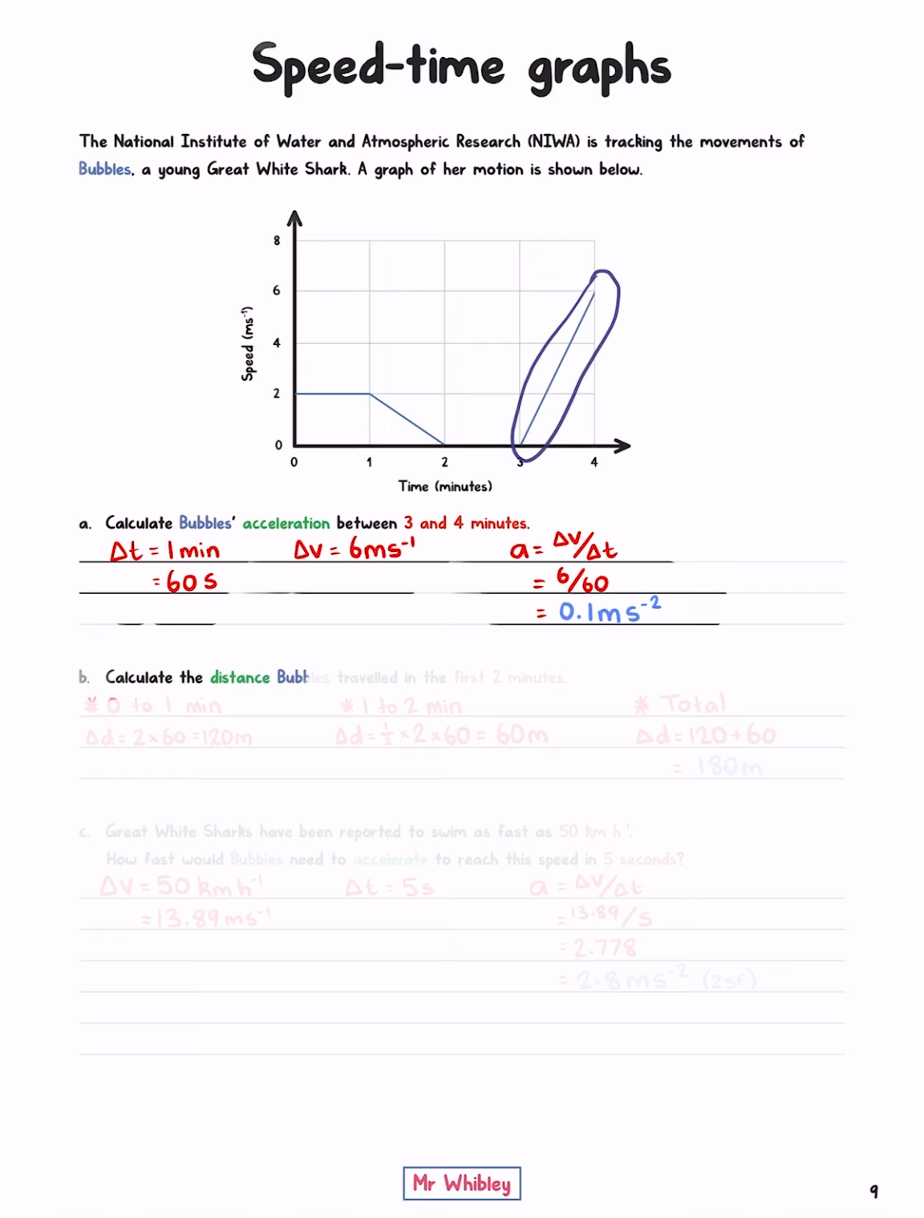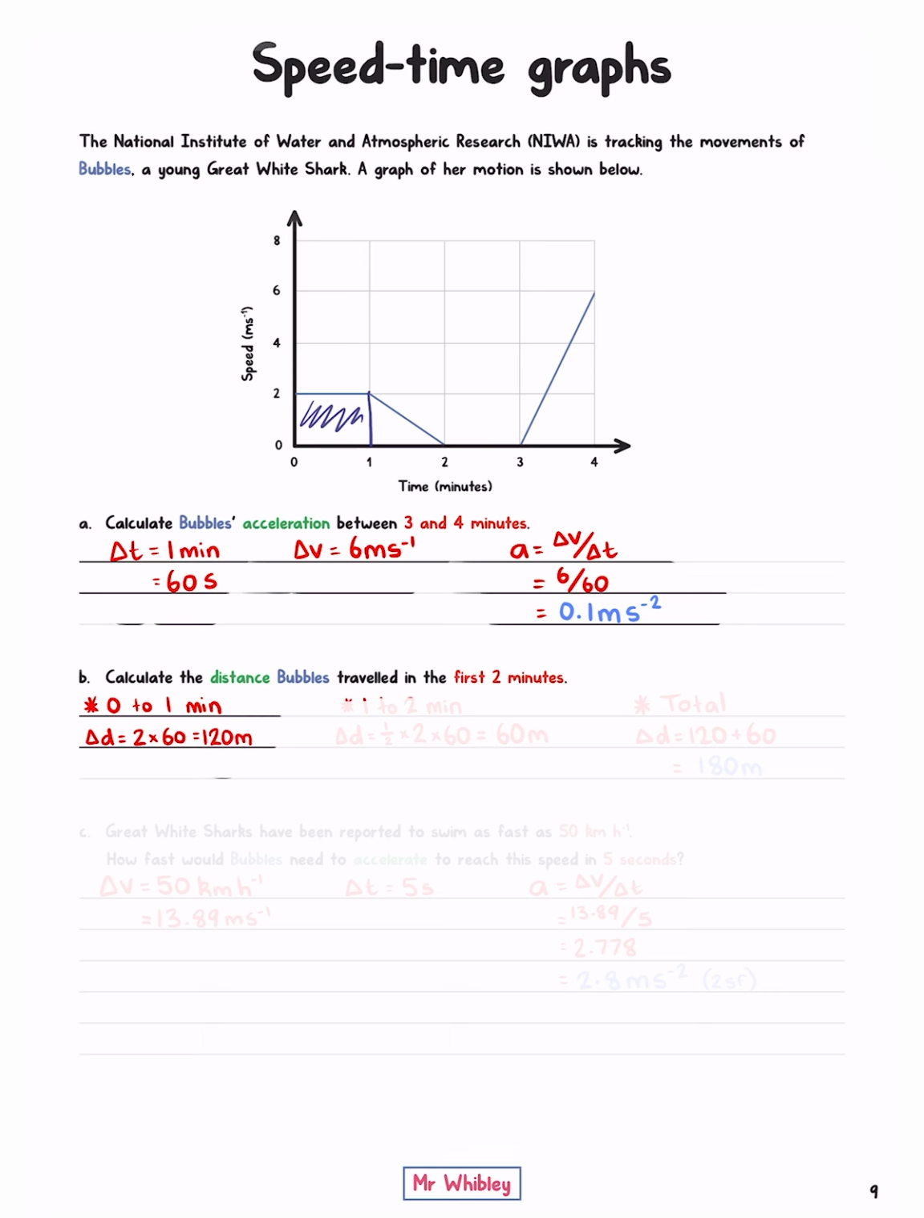Calculate the distance Bubbles travels in the first 2 minutes. To do this, we need to find the area underneath this curve. We can do this by first finding the area of this rectangle, which is our 0 to 1 minutes. Change in distance is speed times duration. The speed is 2, the duration is 60 seconds, which gives us 120 meters.